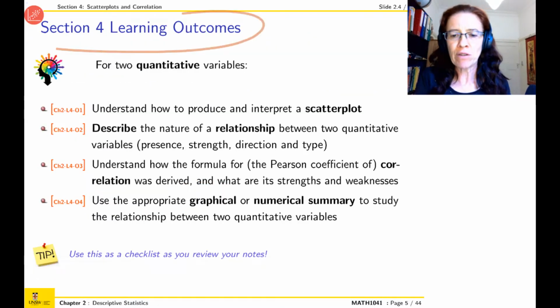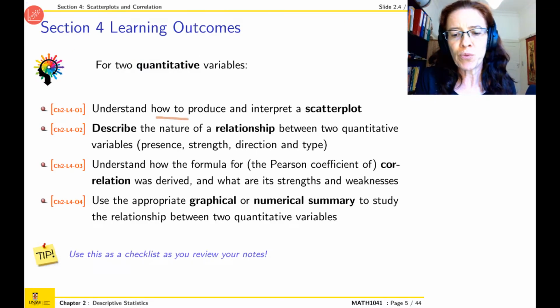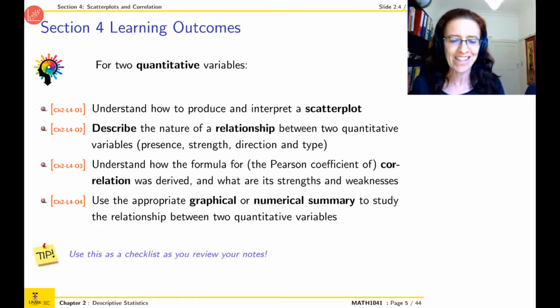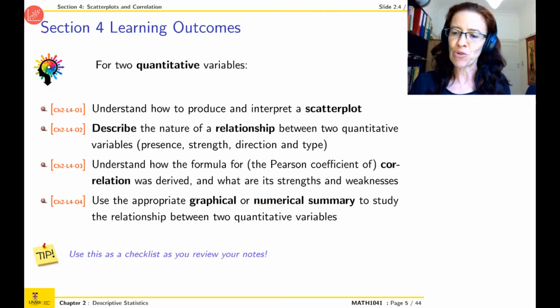Here are the learning outcomes, which you should look at when you do your revision. You should be able to produce and interpret a scatter plot. You should be able to describe the nature of the relationship between two quantitative variables, and we'll explain that later. You should understand how the formula for the Pearson coefficient of correlation works, how it was obtained, and what it means, and also know what indication it gives you exactly. Sometimes it works and sometimes it's a bad idea to use it. And you need to know the appropriate graphical and numerical summary to study the relationship between two quantitative variables.